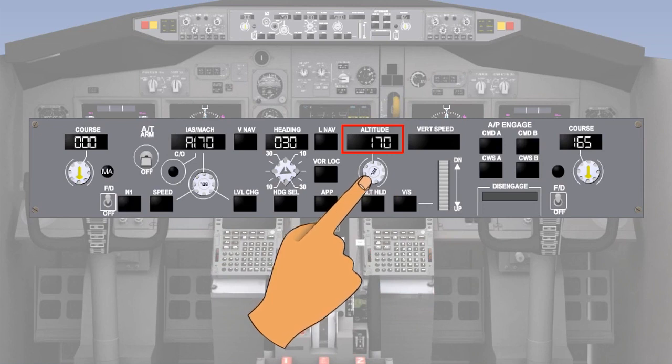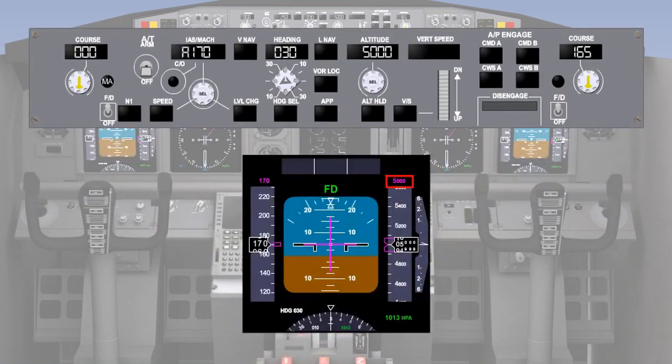Selecting an altitude in this window will arm the altitude alerting system and cause the thrust computer to calculate a climb thrust value based on the altitude change. The selected altitude is also shown at the top of the altitude tape of the primary flight display.